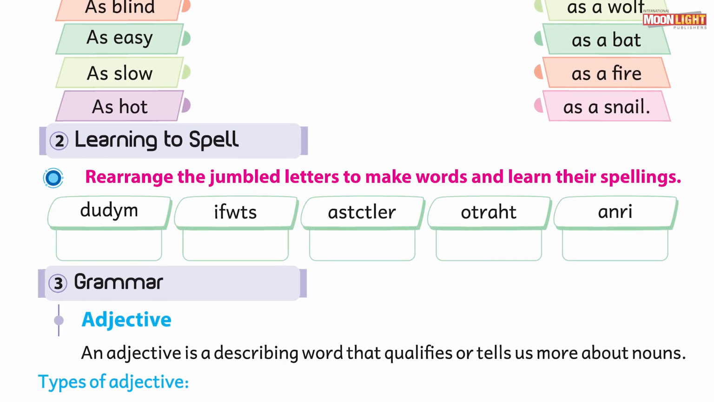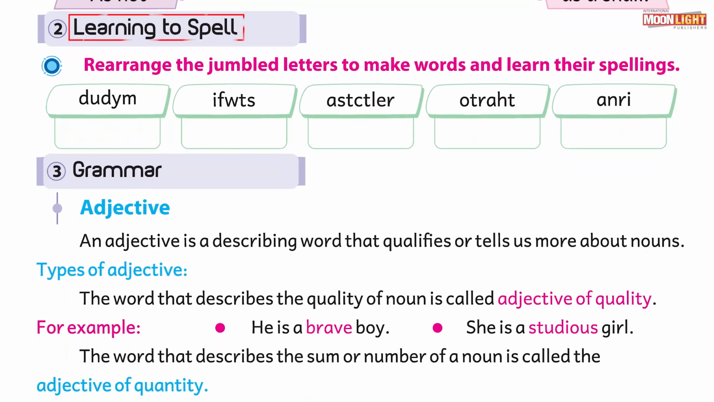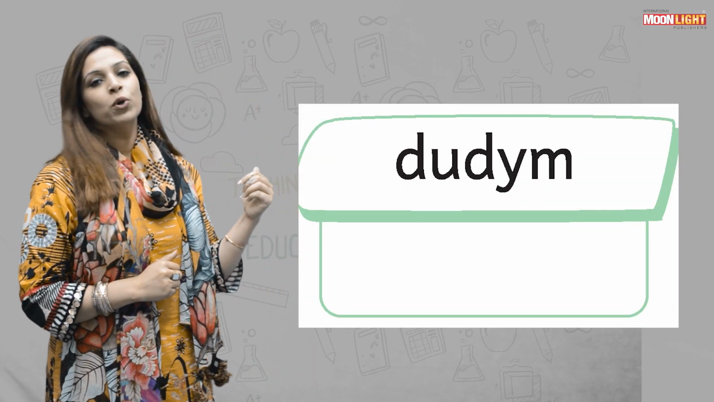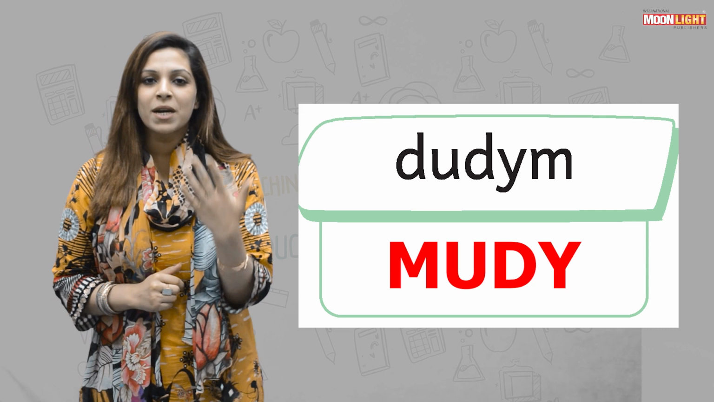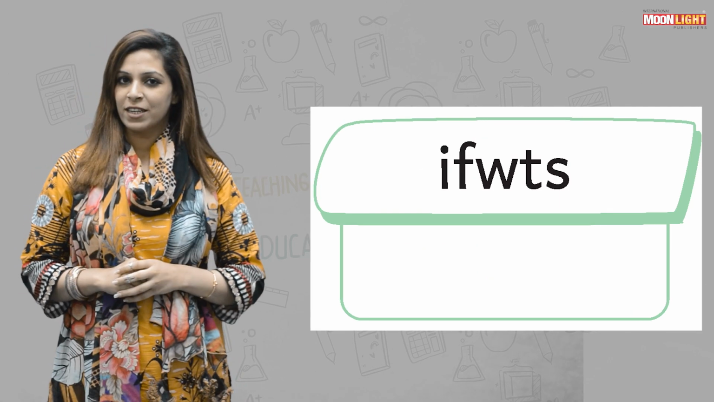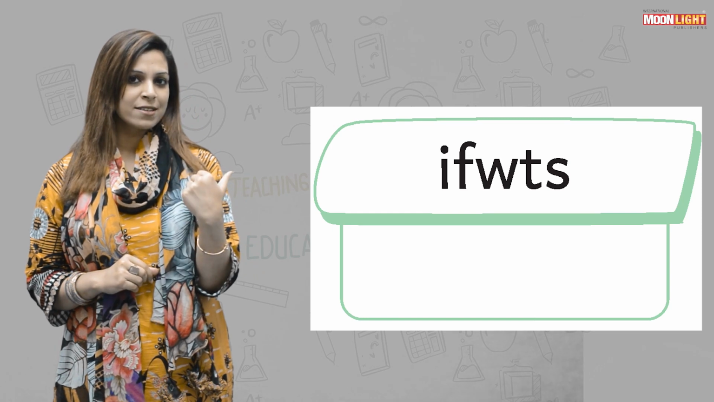Now it's time to move towards our next category, and that is learning to spell. This time we are having jumbled letters. By rearranging these letters, we can get a word. Let's start. From this group of letters, we get a word, and that is muddy. Look at the second one. Focus on this word, shuffle it out and find a word out of these letters.